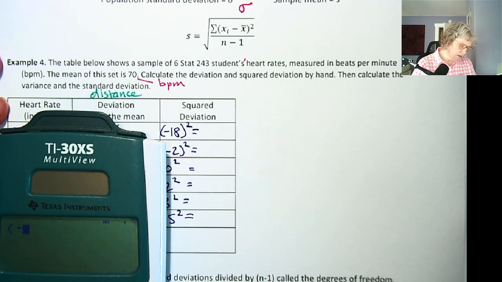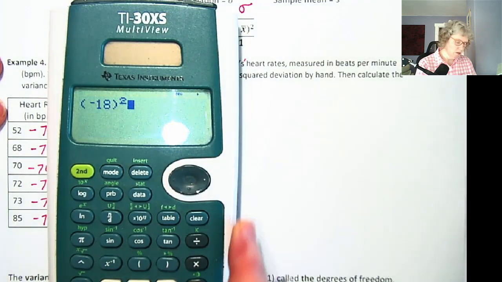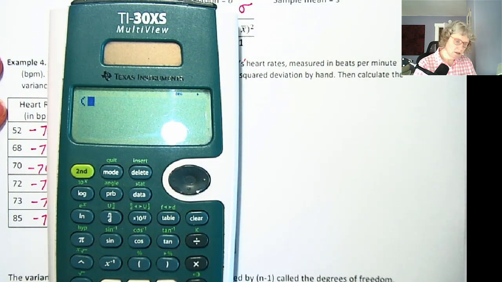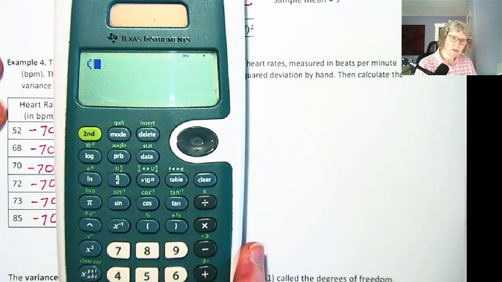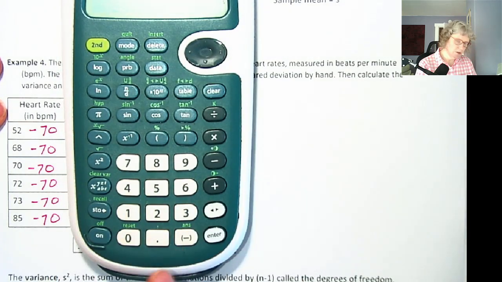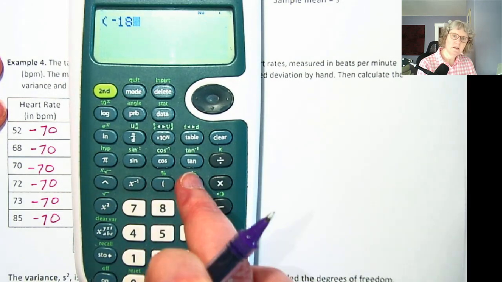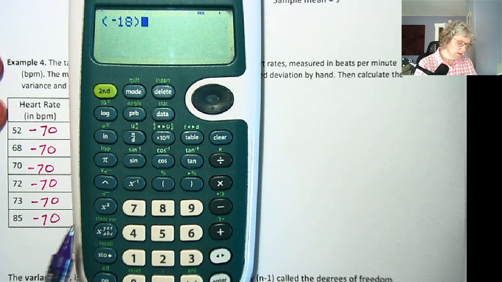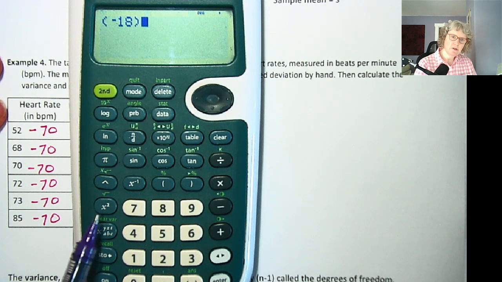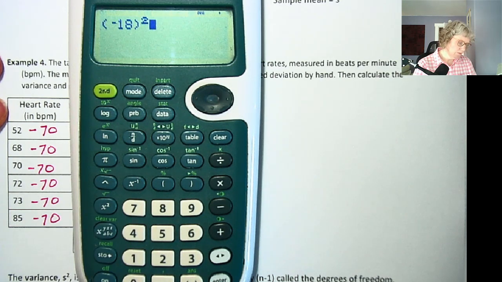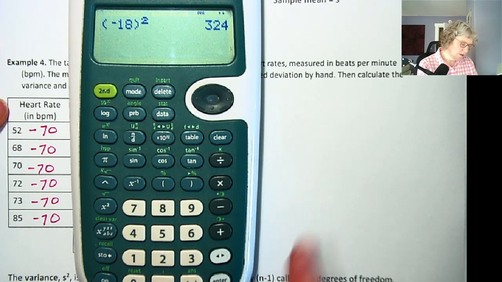(negative 18) squared. Depending on what calculator you have, let me show you how I did that. Parenthesis, I've got a negative symbol at the bottom here. Negative 18, close parenthesis, and then I have an x squared button here, but if you just have a caret button, caret 2 works as well, though there's often a shortcut for square because it's so common. That's 18 times 18 is 324.